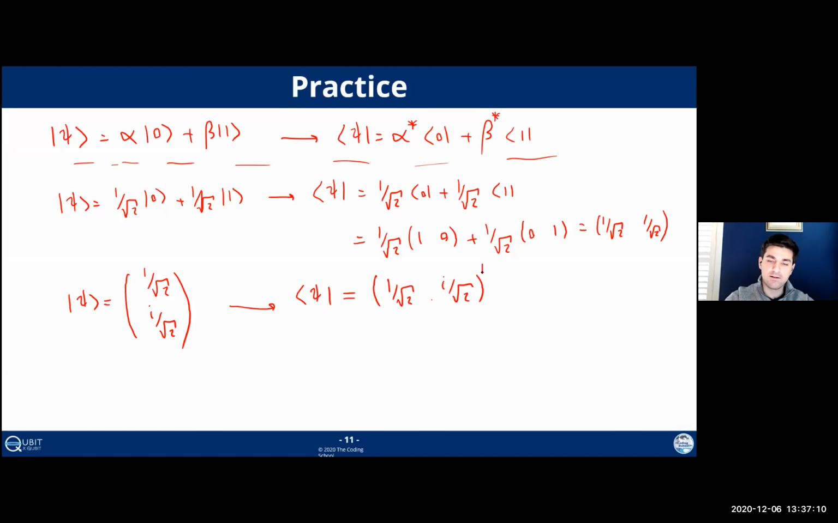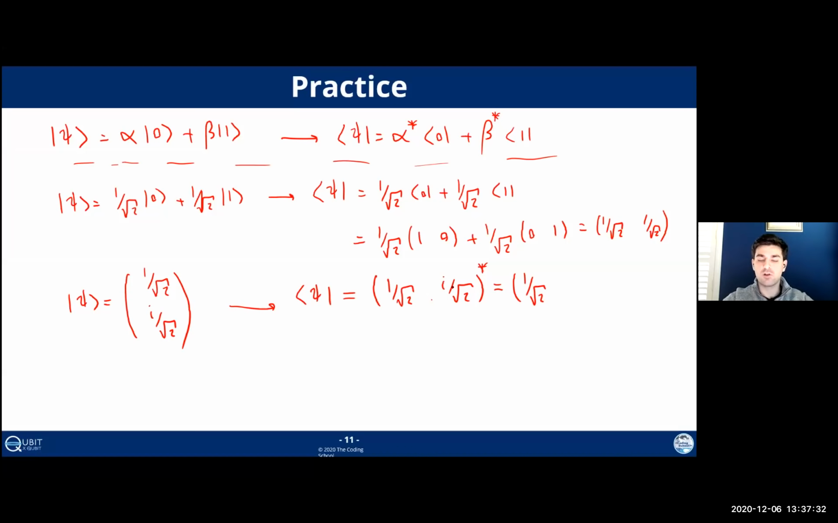The biggest difference here is that instead of having a column vector, we have a row vector. So we just switched our rows and columns. That's the transpose part. And now the next part is for me to take the complex conjugate. So the complex conjugate of 1 divided by square root of 2 is the same thing because it's a real number.